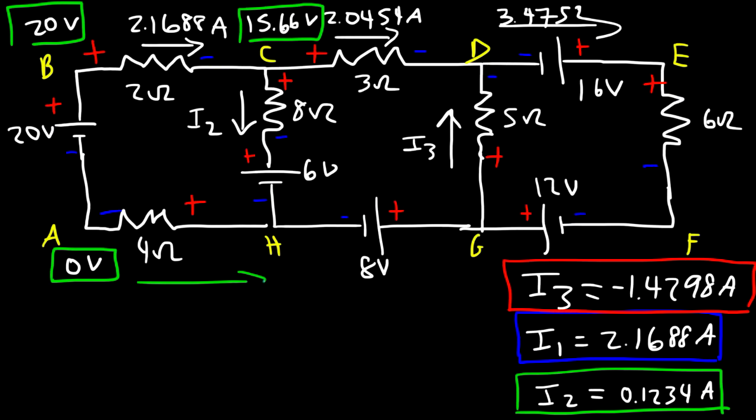Now let's go this way. So we're going towards a higher potential, and the current through the 4 ohm resistor is I1, which is this value. So it's going to be 0 plus, because you're going towards a higher potential, plus 4 times 2.1688. So the potential at H is 8.675 volts.